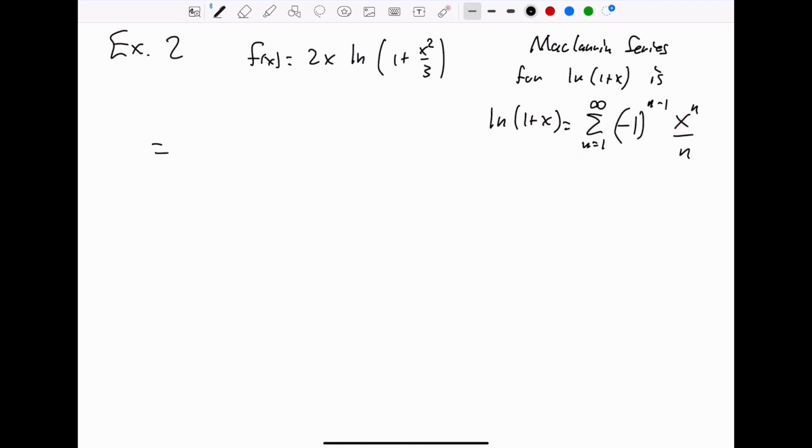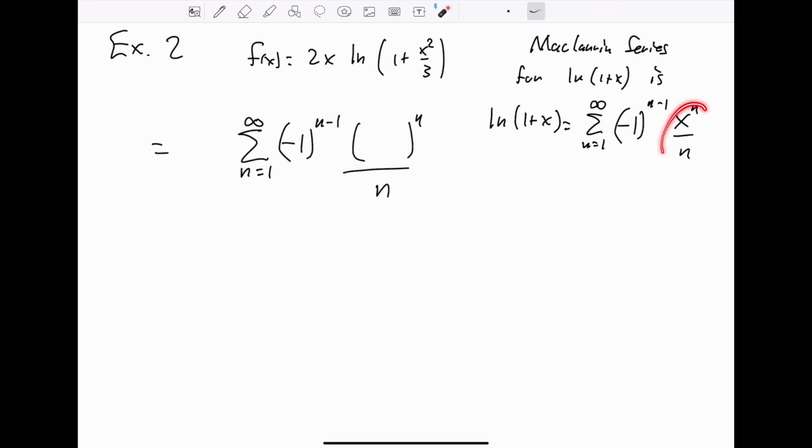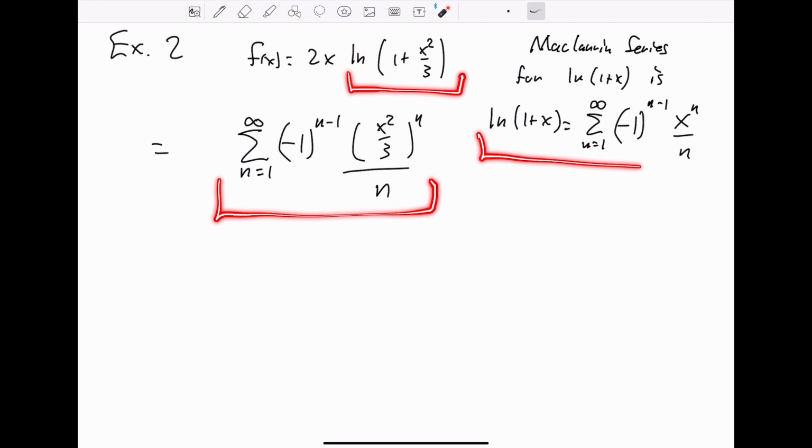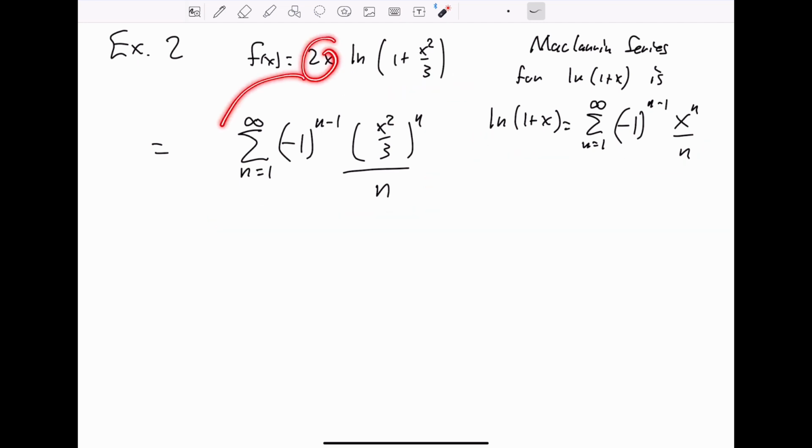We have natural log of 1 plus x squared divided by 3. I'm just going to write out the Maclaurin series for natural log of 1 plus x, but then replace the x with x squared divided by 3. So instead of having x to the n over n, like we have here, I replace the x with x squared divided by 3. So this right here is natural log of 1 plus x squared divided by 3, using this Maclaurin series for natural log of 1 plus x. I still need to write the 2x out front. So there's still a 2x out front here.